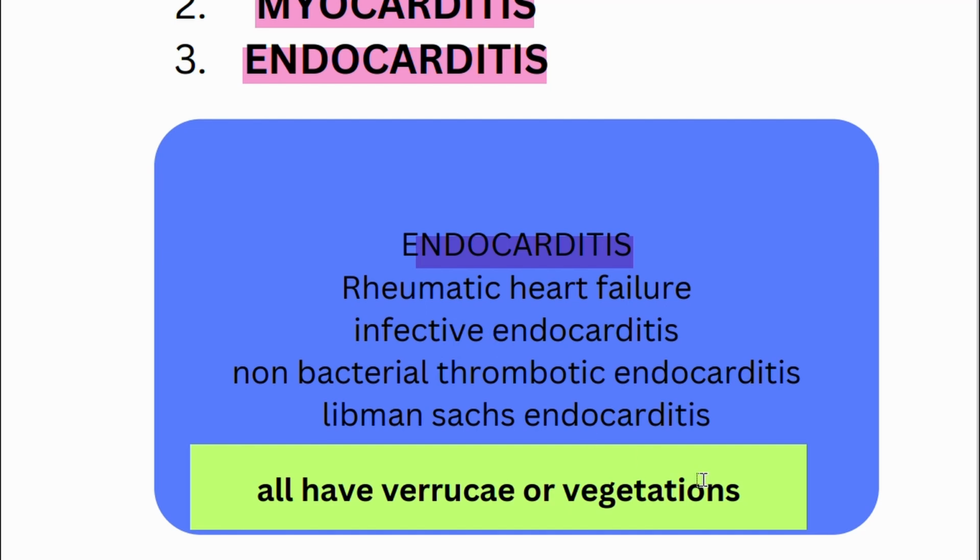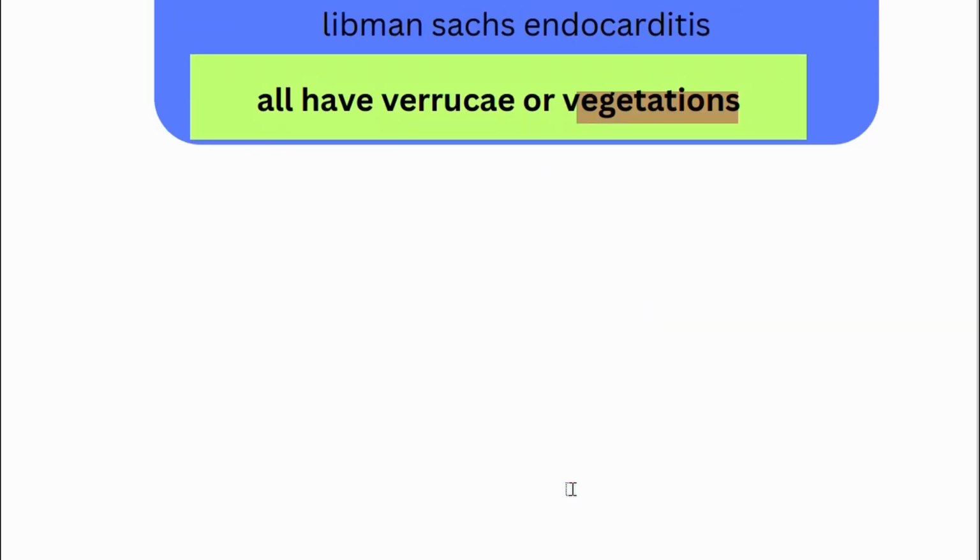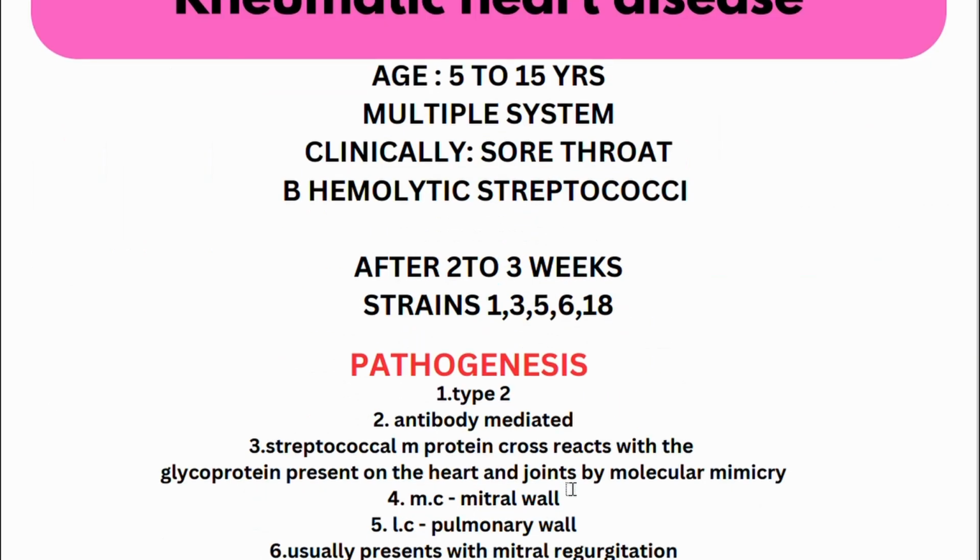And it leads to vegetations, meaning there will be accumulation of substances along the line of the walls in the heart. So these are the vegetations, and the pattern of vegetations changes in these endocarditis conditions. So let's discuss the first one.